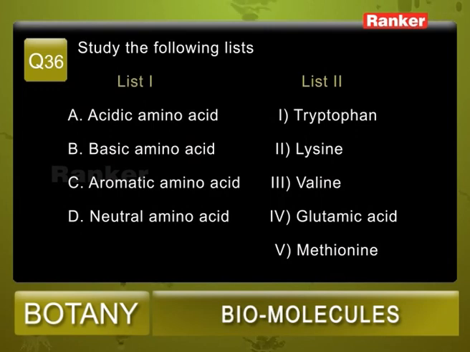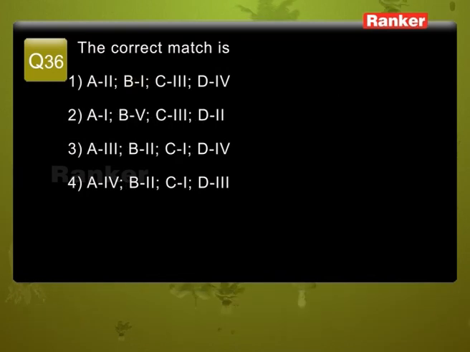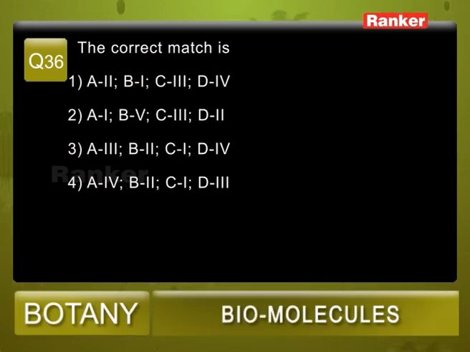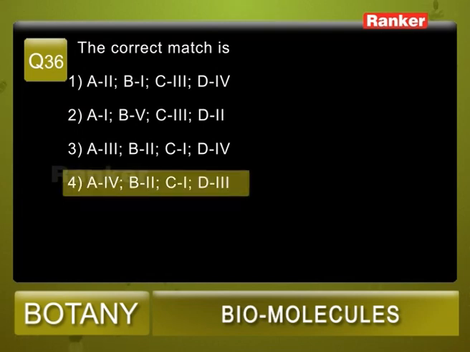So A is 4, B is 2, C is 1 and D is 3. So the correct option is 4, 2, 1 and 3. Question number 36, the correct answer is 4.